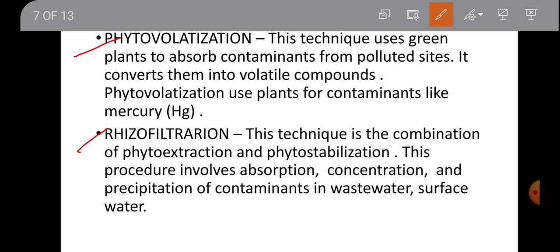Rhizofiltration. This technique is the combination of phytoextraction and phytostabilization. This procedure involves absorption, concentration and precipitation of contaminants in wastewater and surface water. In this, two processes or techniques are involved, that are phytoextraction and phytostabilization, the combination of two techniques.